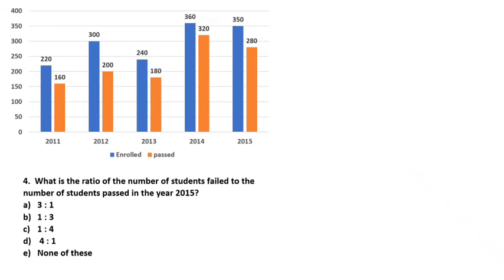What is the ratio of the number of students failed to the number of students passed in the year 2015? We need to find out the ratio of number of students failed to number of students passed. In 2015, we need to find out the ratio of failed to passed.